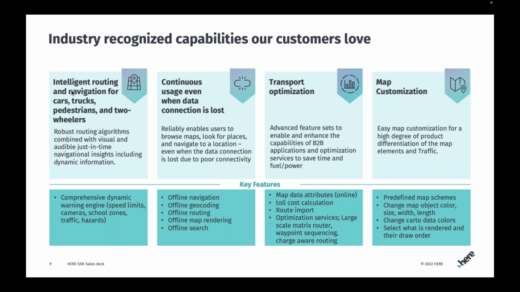So the last column where we address the industry needs is all about the map customization. So the easy map customization for a high degree of product differentiation. What we have is we already have predefined map schemes. We allow certain customizations like changing the map object color or size or width or length according to your need and depending on certain attributes. So when you would like to know more about the specific customization possibilities, please get in touch with your MBI contact who could help you to get the answers for this.